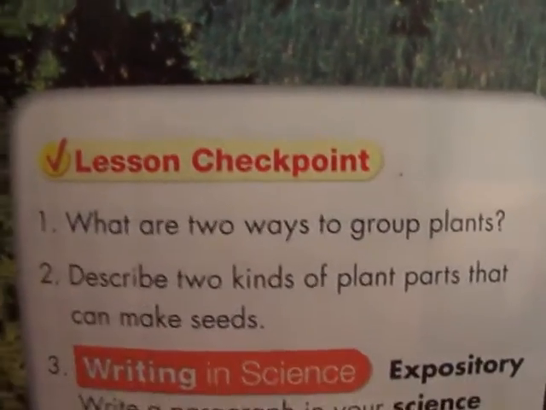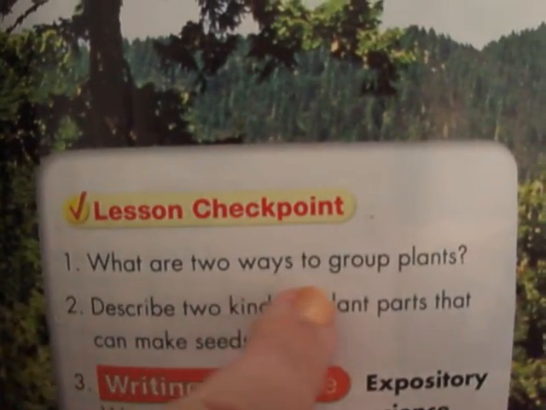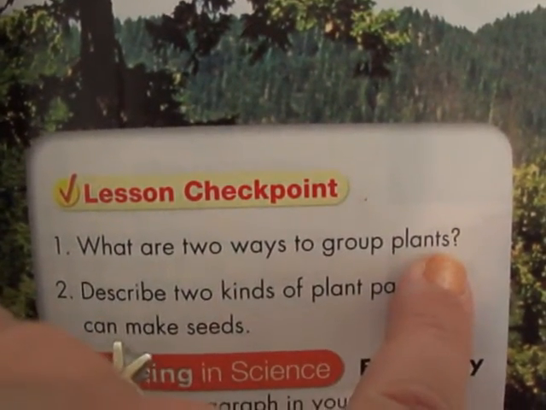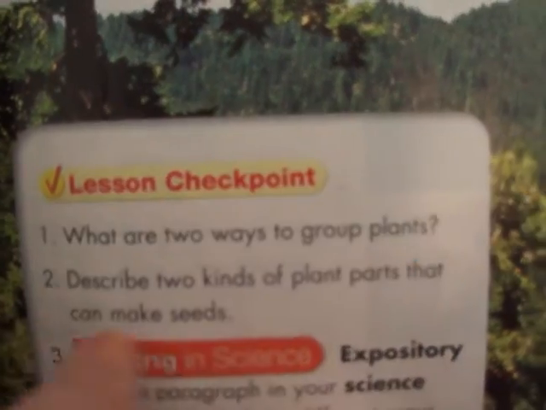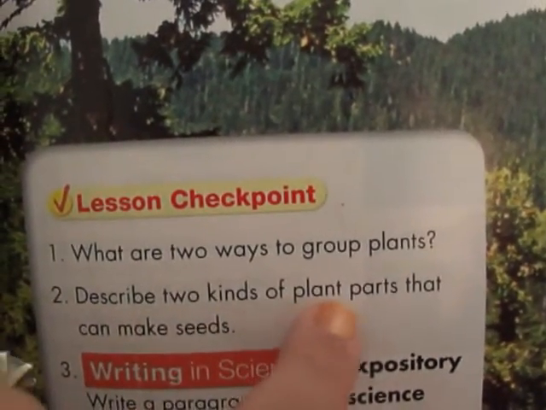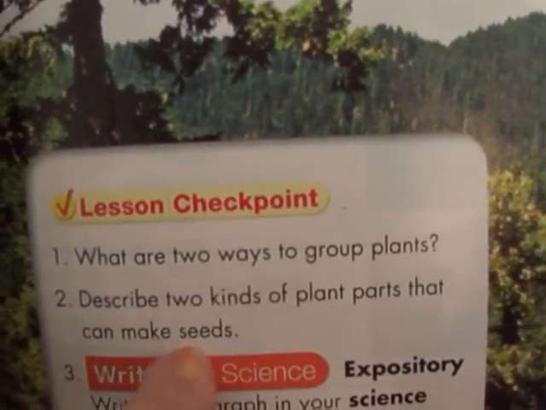And now for our checkpoint questions to see what we remember. What are 2 ways to group plants? Describe 2 kinds of plant parts that can make seeds.